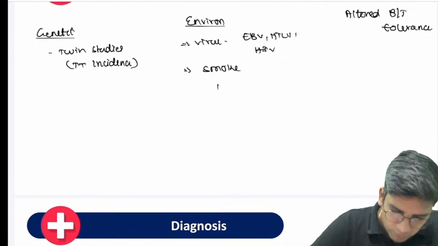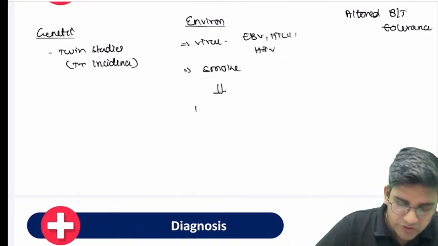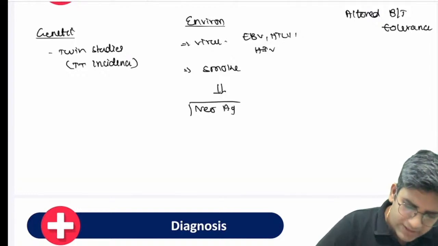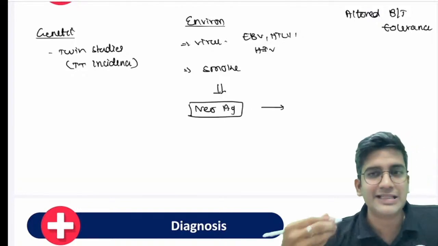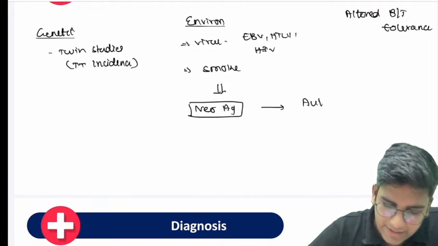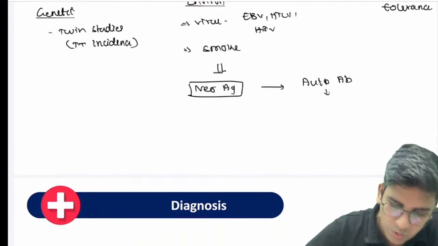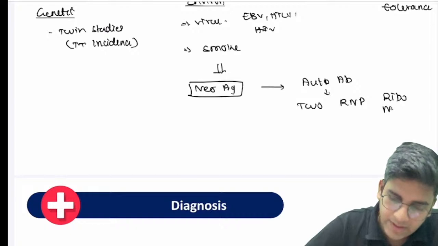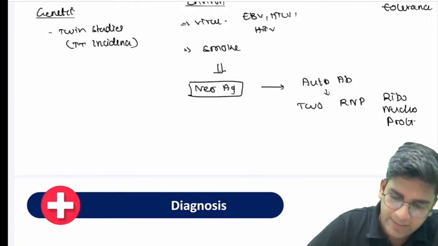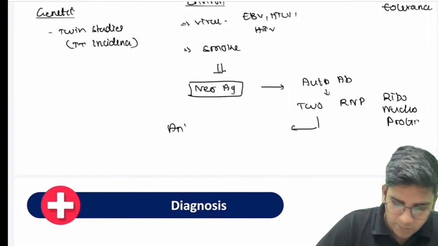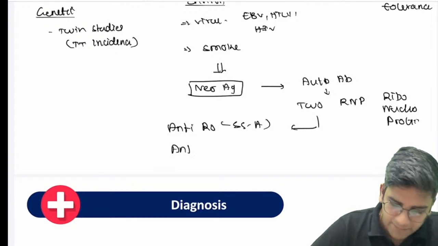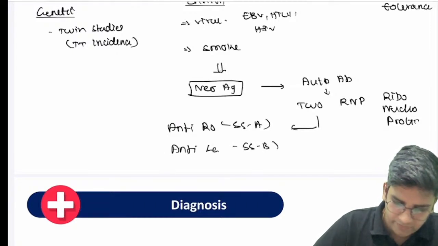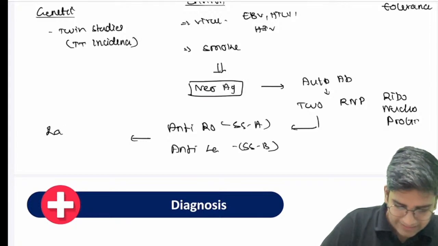So because of these things, most likely the trigger will be the starting point, which will break an antigen and produce a neoantigen. Because of the trigger, and because my T cells and B cells are abnormal, this will produce autoantibodies to two specific RNPs. RNPs are nothing but ribonucleoproteins. They are producing antibodies against anti-Ro, the older name, SSA is the newer name, Sjogren syndrome A, and anti-La, the newer name is SSB. Fine, and these are going to destroy both your lacrimal and salivary glands.